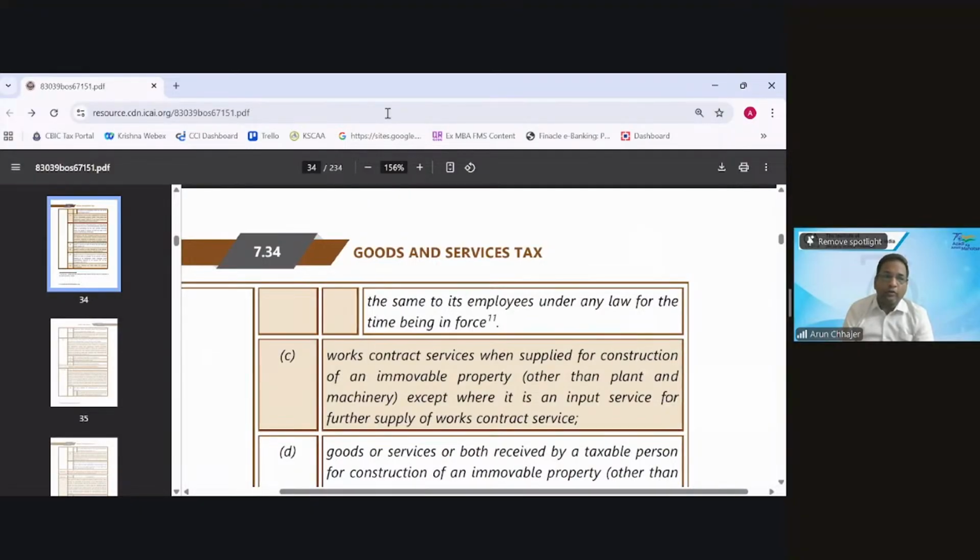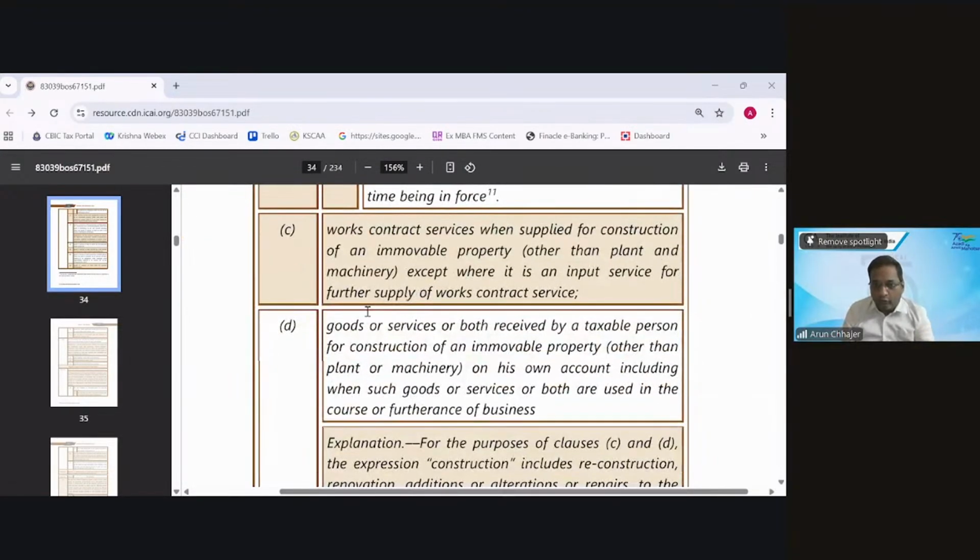Now go to the work contract. Thank you, Yogesh and Geet. Work contract service when supplied for construction of an immovable property, except when it is an input service for further supply of the work contract. क्या मतलब हुआ? Work contract service when supplied for construction of an immovable property other than plant and machinery, except when it is an input for further supply of the work contract.